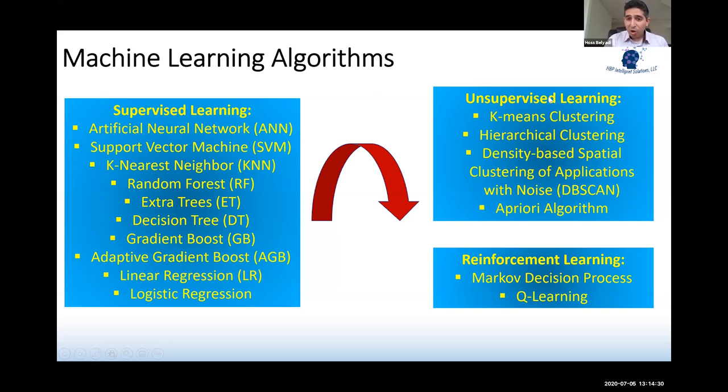The next one is called unsupervised. Some examples of unsupervised are k-means clustering, hierarchical clustering, DBSCAN, and Apriori algorithm. We're going to talk about k-means clustering today and show you an example of how we applied k-means clustering to solve a liquid loading problem. And some of the algorithms in reinforcement learning are Markov decision process and Q-learning, okay? So now we understand different types of machine learning, and we understand some of the algorithms underneath each type.